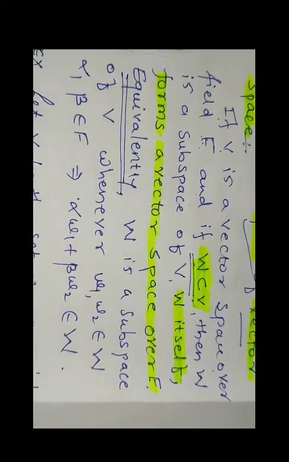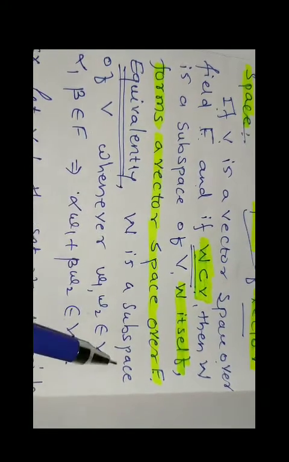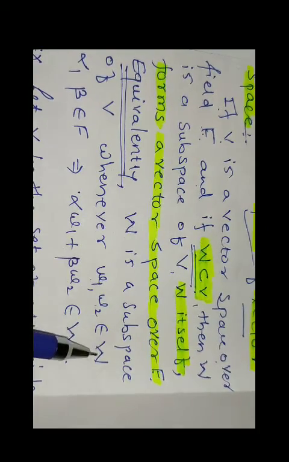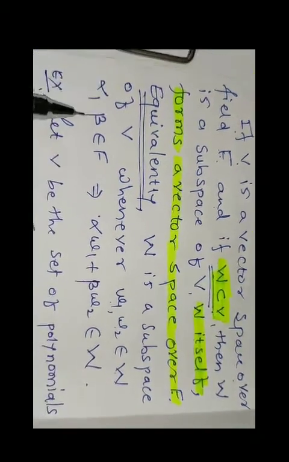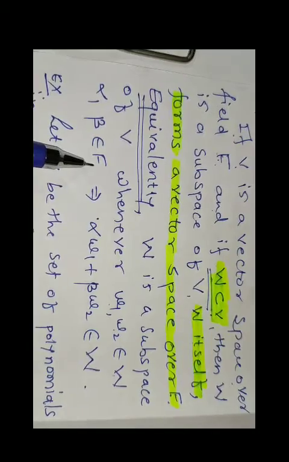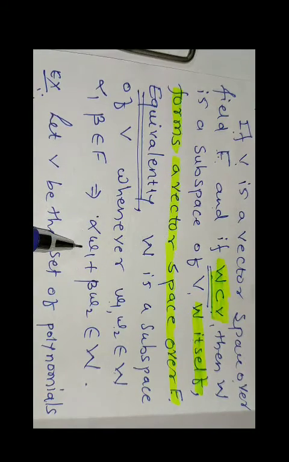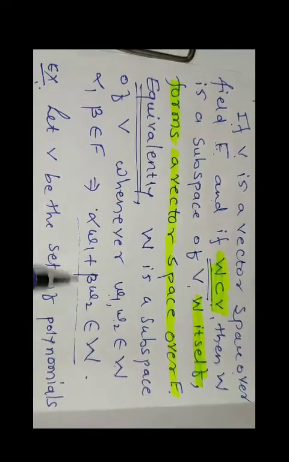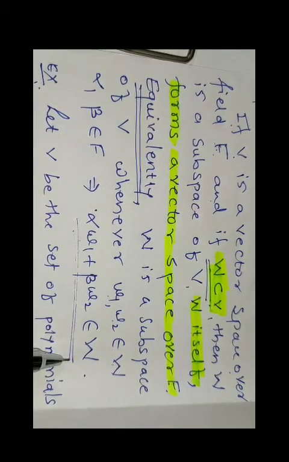Or we can give an alternate, algebraic definition. W is a subspace of V whenever two elements omega 1, omega 2 belonging to W and alpha, beta belonging to the field F, then alpha omega 1 plus beta omega 2 must belong to W.